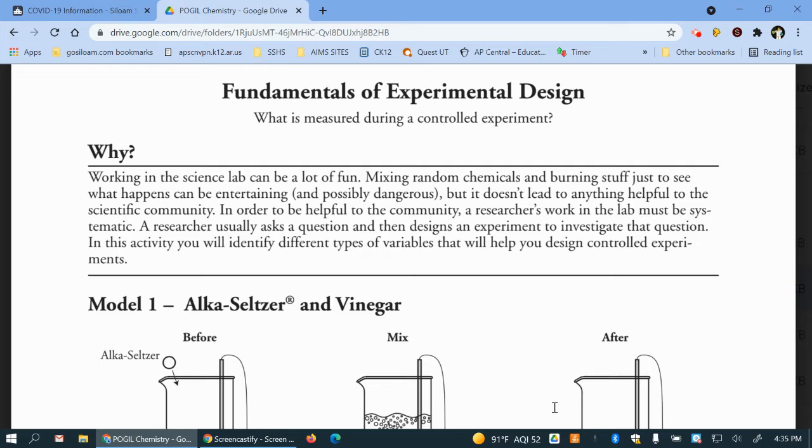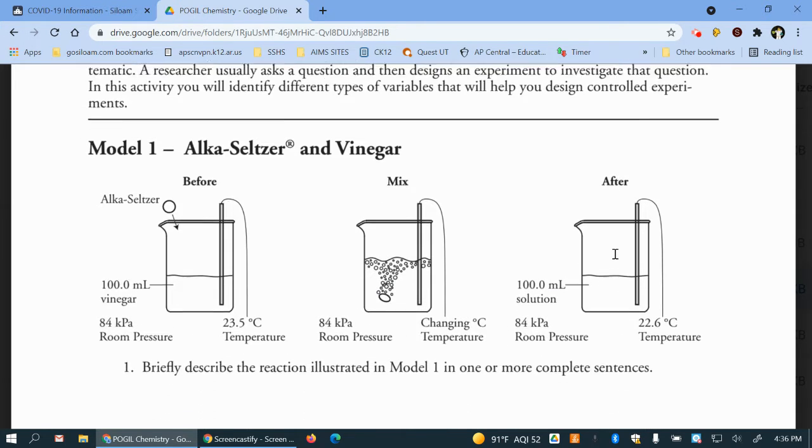So think about, what is the objective of this lab? Go ahead and enter your answer now. Did you look at the very last line of the why? Our activity, or our objective, is to identify different types of variables so that we'll know how to design a controlled experiment. Let's look at Model 1.